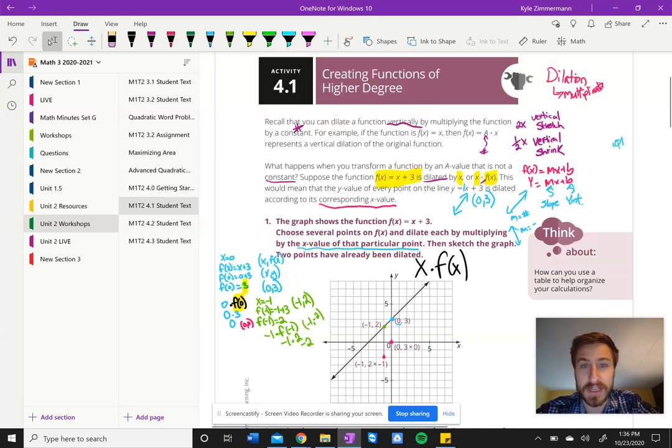Hey team, it's Mr. Z, and last time we were dilating a function by a factor of x. We're going to go ahead and look into it deeper and see how we could figure this out. So let's go ahead and dive on in.